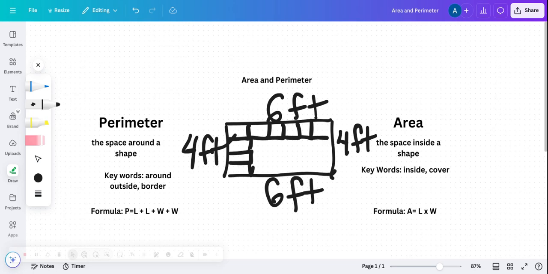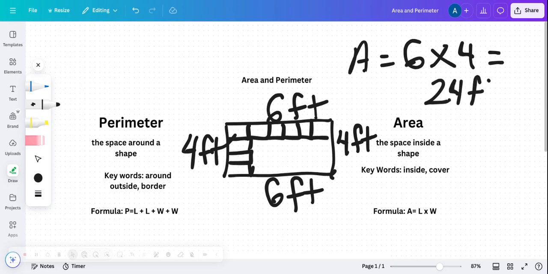And so whenever we're doing area, we're going to use the equation A equals length times width. So my length is 6. I'm going to be multiplying that by 4. That is going to give me a total of 24. And then whenever we're doing area, we have to square it. So we're going to put a little 2 next to our units of measurement. So area is going to be 24 feet squared. And what that really means is we have 24 squares that can fit in that shape. Okay, so that's going to be the difference between area and perimeter.